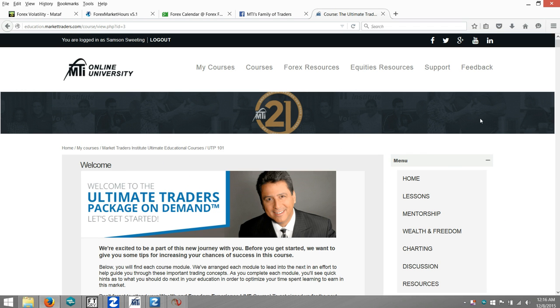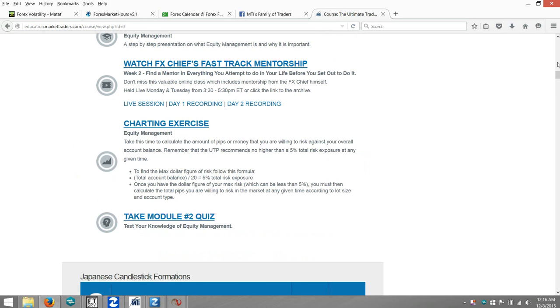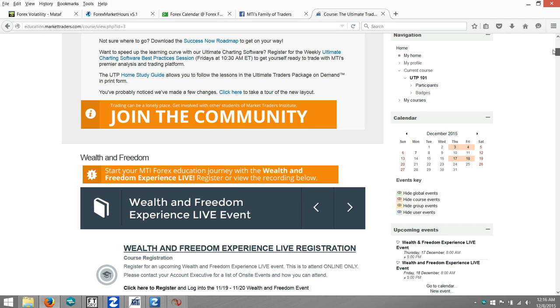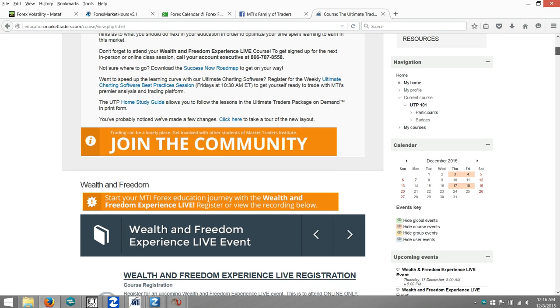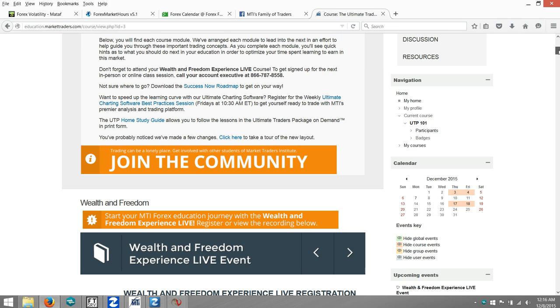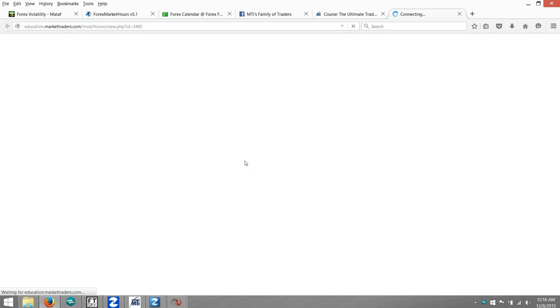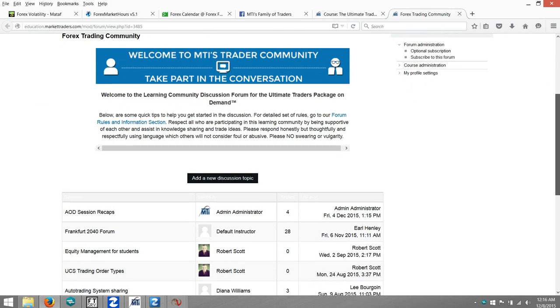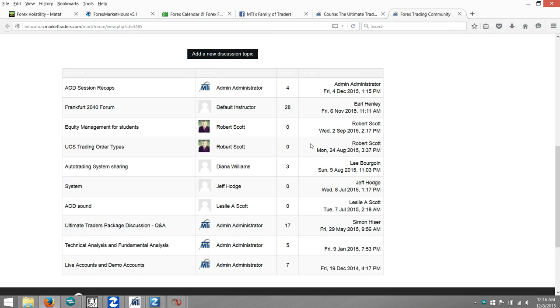Then it's gonna bring me to this page. Oops, sorry about that. Go back up here. Okay, and we're going to click on join the community. This yellow bar right here, just click on join the community. Then it's going to take you to the Forex trading community. And then we're going to scroll down, and it's going to be the second one here. It's the Frankfurt 2040 forum.